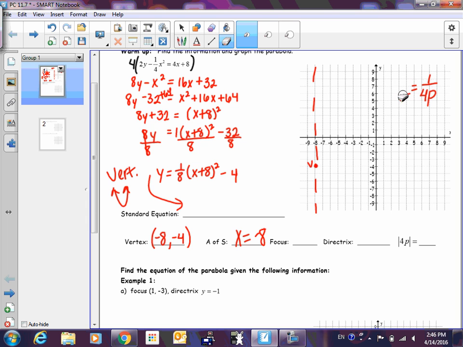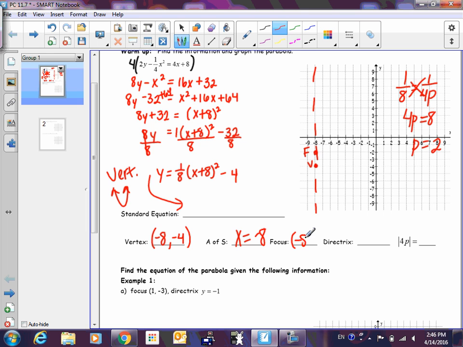So I'm going to do a little bit of erasing here, and I'm going to set that equal to 1/8. Then we're going to cross multiply. 4p equals 8, so p equals 2. And that tells us how far to go up and down from the vertex. So we go up 2, that's our focus. The x value is still -8, the y value is -2.